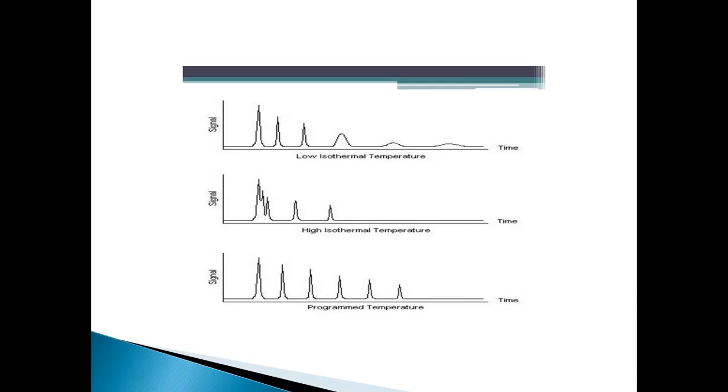In these diagrams, these graphs show the effect of column temperature on the shape of the peaks: low isothermal temperature, high isothermal temperature, and programmed temperature.